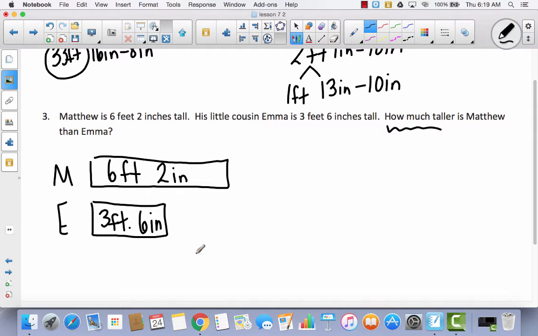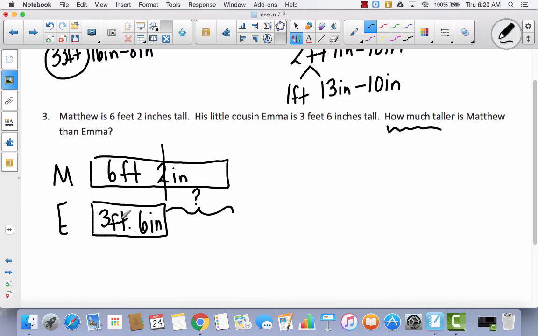Now, where is the part of my tape diagram that I'm trying to figure out? Where does the question mark go? Where does it show how much taller is Matthew than Emma? Well, if you look right here, this space where Matthew's tape diagram goes out beyond Emma's, this is the part right here that shows how much taller Matthew is than Emma. So this is what I'm trying to figure out.